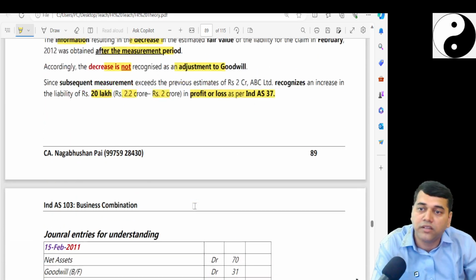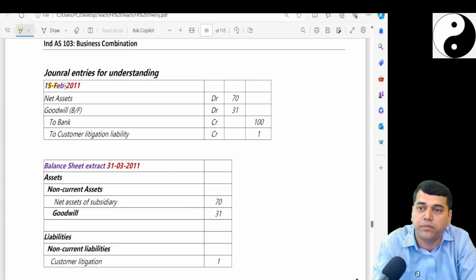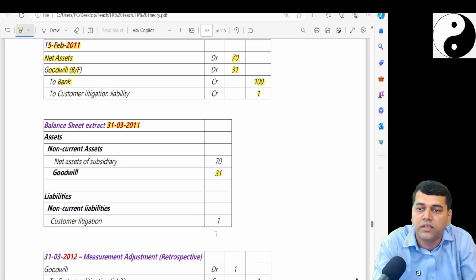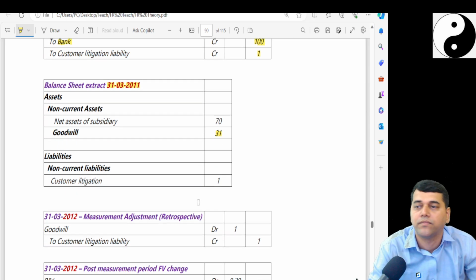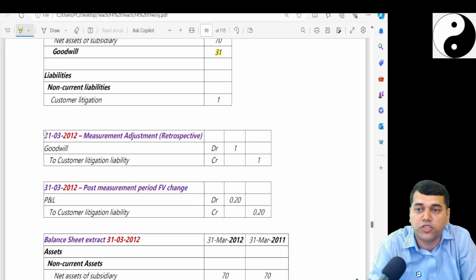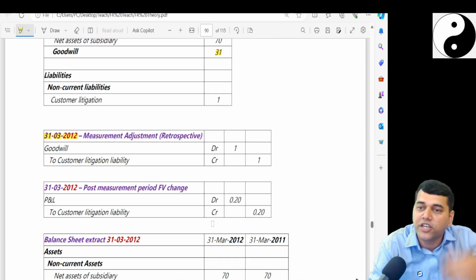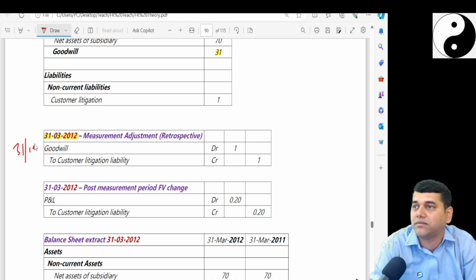So this is the answer you need to present in your examination if this question comes. Understood? Now let us understand from the journal entry perspective. On 15th February, you must have passed this entry: net assets 70, goodwill 31, bank 100 and litigation liability 1. Now you must have prepared a balance sheet on 31st March 2012 like this: net assets 70, goodwill 31, contingent liability 1. Now, you will retrospectively pass one entry on 31st October, where you debit goodwill, credit liability.